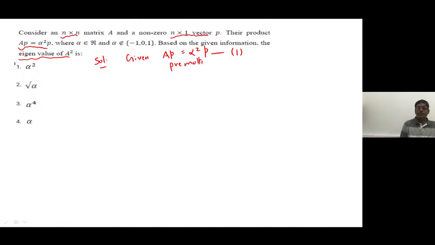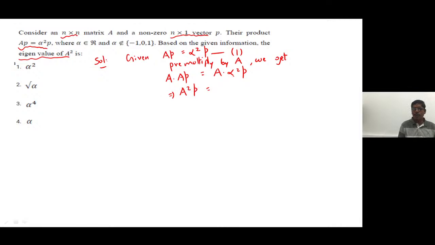Pre-multiply both sides by A. Why should I multiply by A? Because we want the answer related to A square. So A into AP is equal to A into alpha square P. P is a vector. A into A matrix means A square. According to the associative property, A into AP can be written as A into A into P. So this simplifies to A square into P.